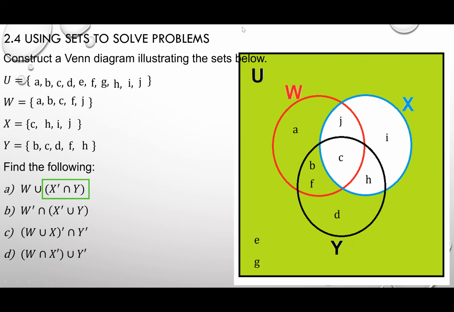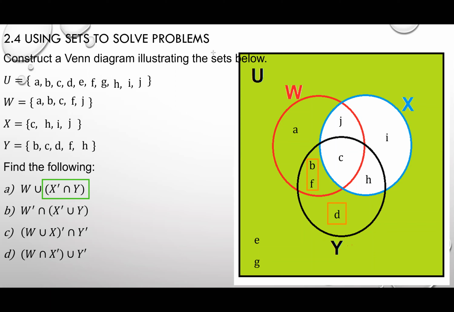What items are also in Y? Do you agree that this is in Y? This is in Y, and this is in Y. Do you agree that we have this item, this item, this item? We have 4 items that are outside of the X region, and only 2 of them are in Y, okay?